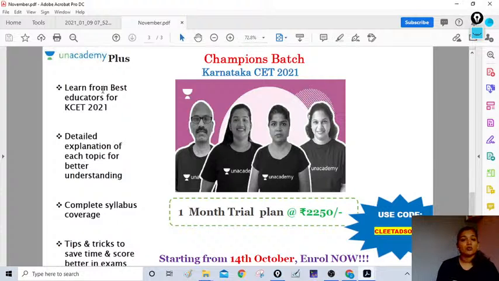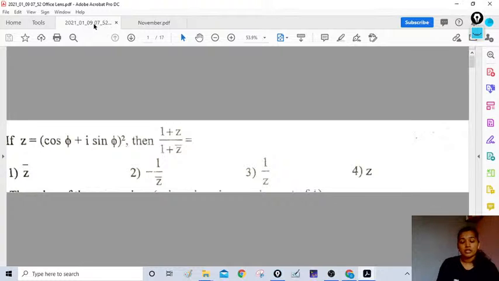So let us begin with the class today. Let us start with the first question for the class. So here you have the first question. If the complex number z is equal to (cos phi plus iota sine phi) the whole square, then what will be the value of (1 plus z) divided by (1 plus z conjugate)? This is the question, students.